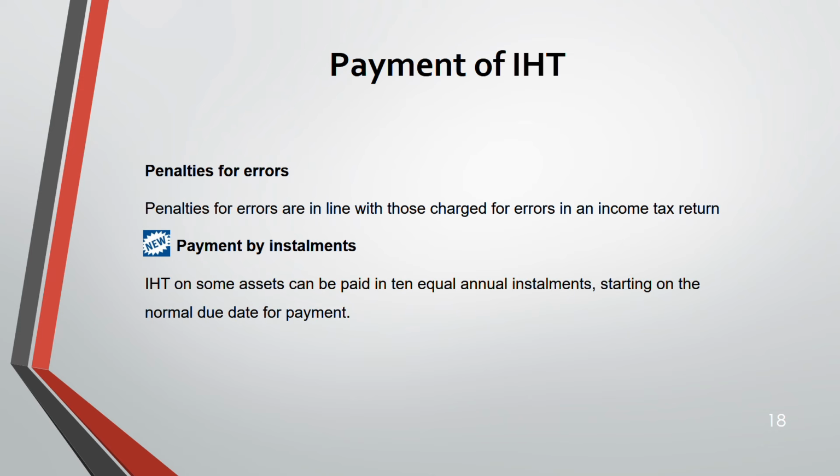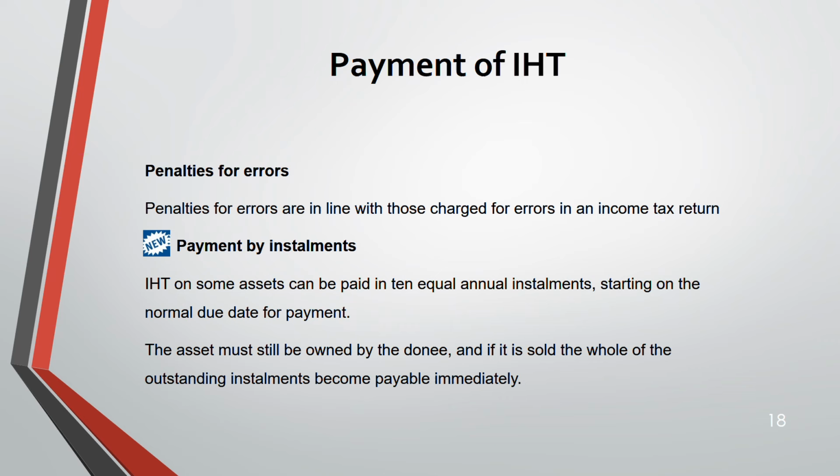Now, the new thing is when you are paying by installments, you have to pay in 10 equal annual installments. Remember, not for everything, but on some assets, inheritance tax is paid in installments. When is the starting date? The normal due date for payment. The asset must still be owned by the donee, and if it is sold, the whole of the outstanding installments becomes payable immediately. If you are selling the asset, we will not wait for the installments. Outstanding installments will be paid at once.